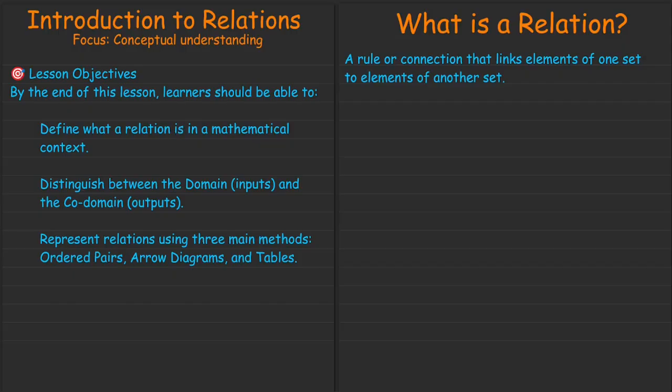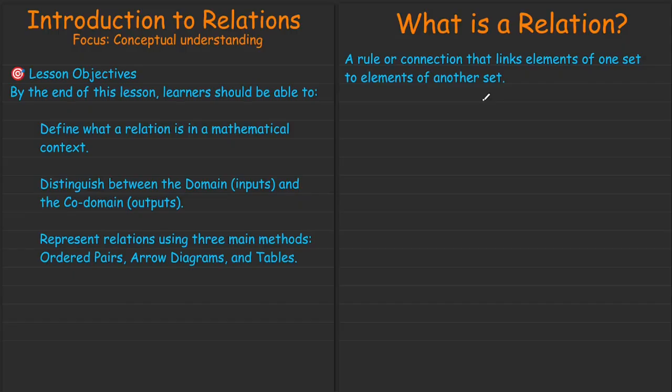So, when we talk of relation, what comes to mind? A relation is simply a rule or connection that links elements from one set to the elements of another set. Think of it as just a rule of connection. It tells you how elements from one set, let's say set A, the starting set, are linked to set B, the ending set.